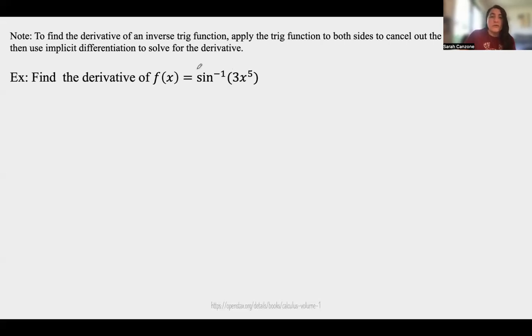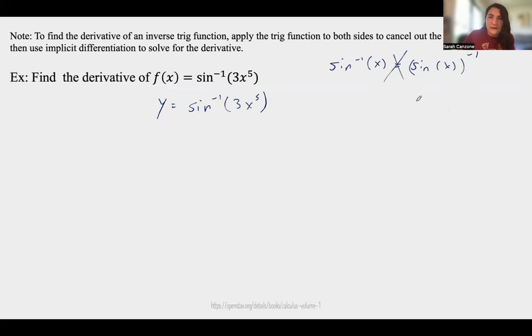We don't know the derivative of an inverse trig function, but we know the derivative of a regular trig function. So my first suggestion is maybe rewrite f of x as y if you're not given that. So we can say y equals arc sine, read as sine to the -1, of 3x to the 5th. And I will remind you that this -1 is not an exponent, so you cannot say that this is equal to this.